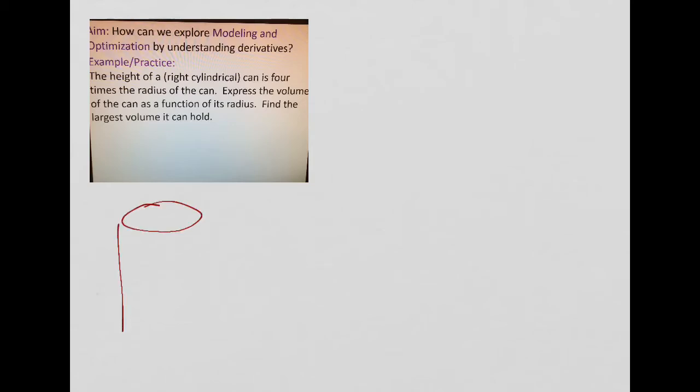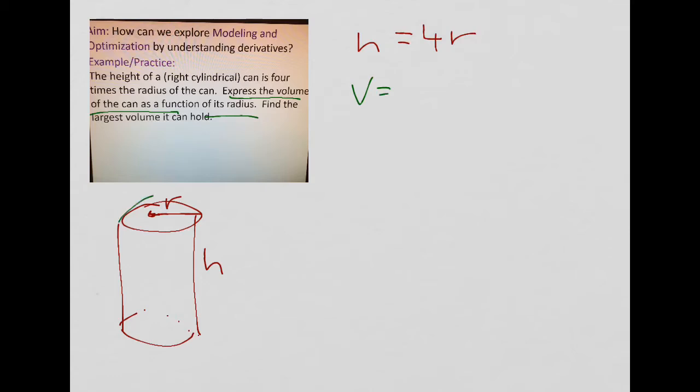So I'm going to try to draw one. Please bear with all of my drawings. It says here that the height of the cylindrical can is 4 times the radius. So I'm drawing the height and drawing the radius, and we got h is equal to 4r. Express the volume of the can as a function of the radius. So the volume of this can is pi r squared times h.